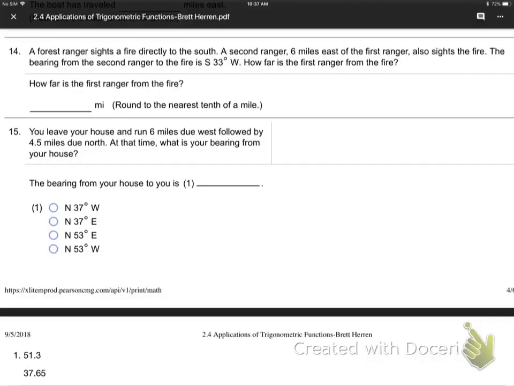Let's try another. Directly to the south. The second ranger, 6 miles east of the first ranger, also sights the fire. The bearing from the second ranger to the fire is south 33 west. How far is the first ranger from the fire? Yeah, that's confusing.